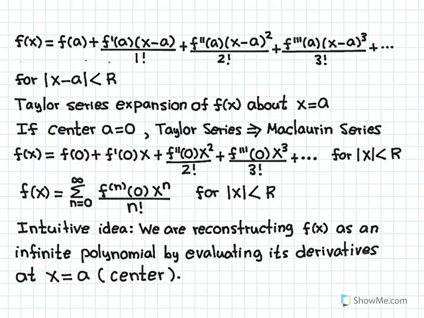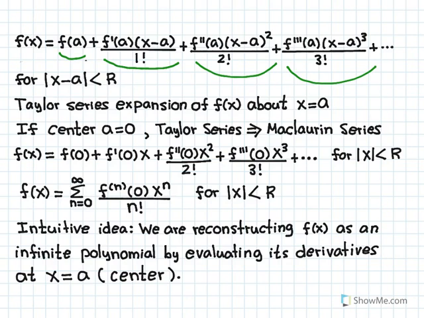Let's expand this out, and if we expand it out, we get f of x is equal to f of a plus f prime of a times x minus a divided by 1 factorial plus f double prime of a times x minus a to the power of 2 divided by 2 factorial plus f triple prime of a times x minus a to the power of 3 divided by 3 factorial.